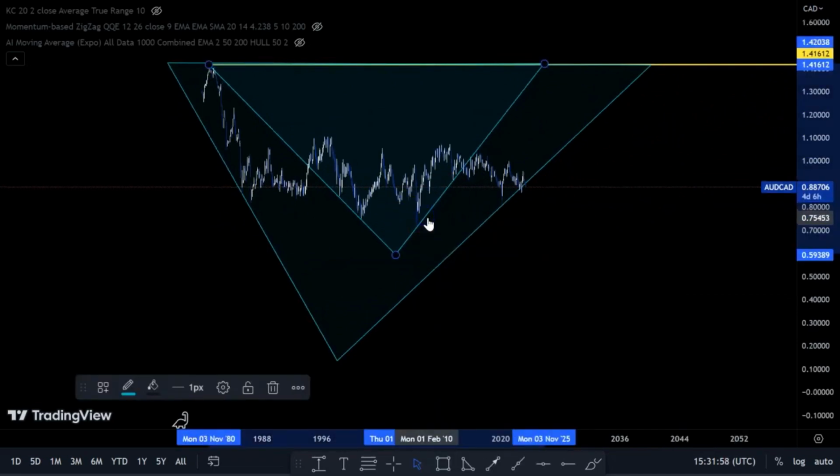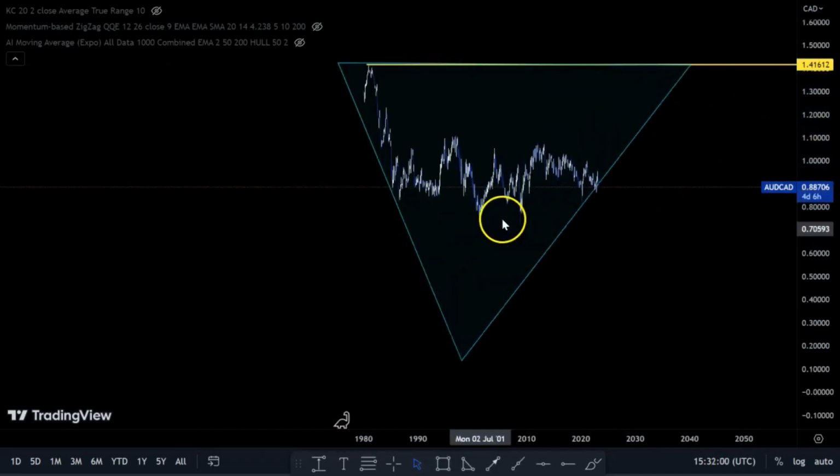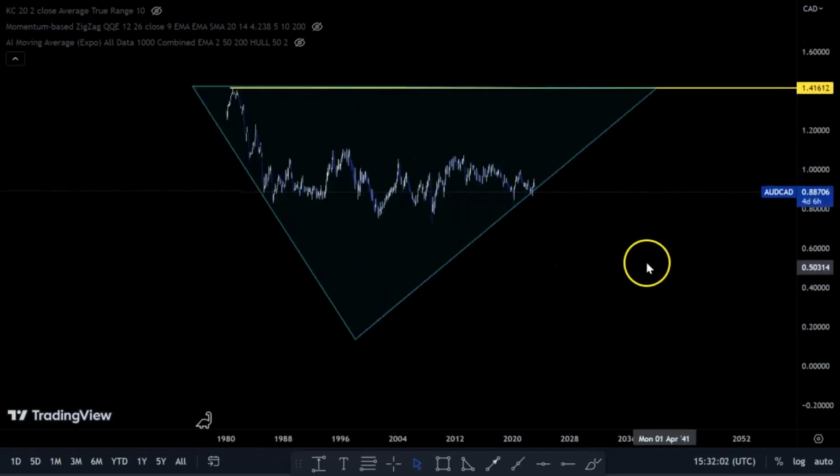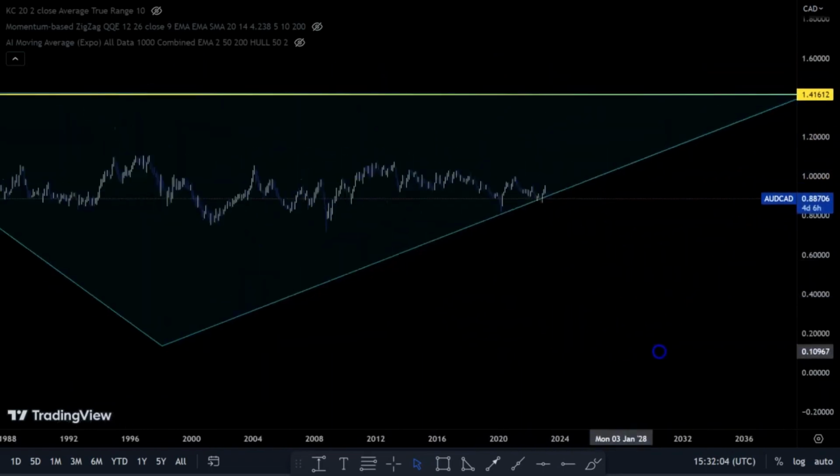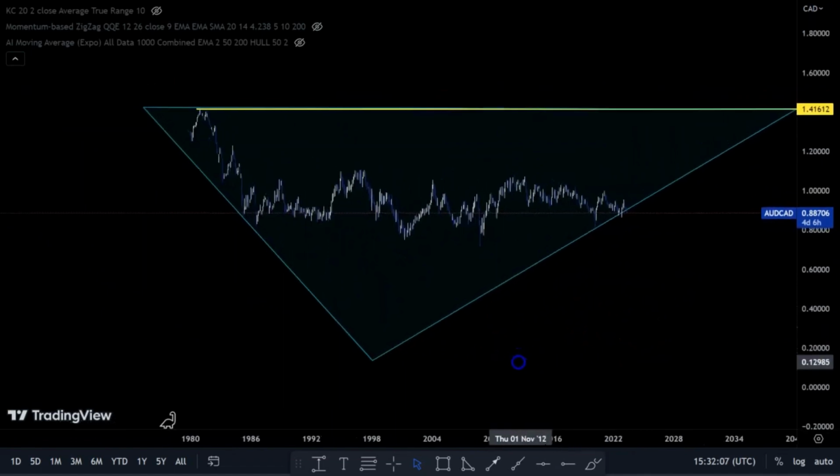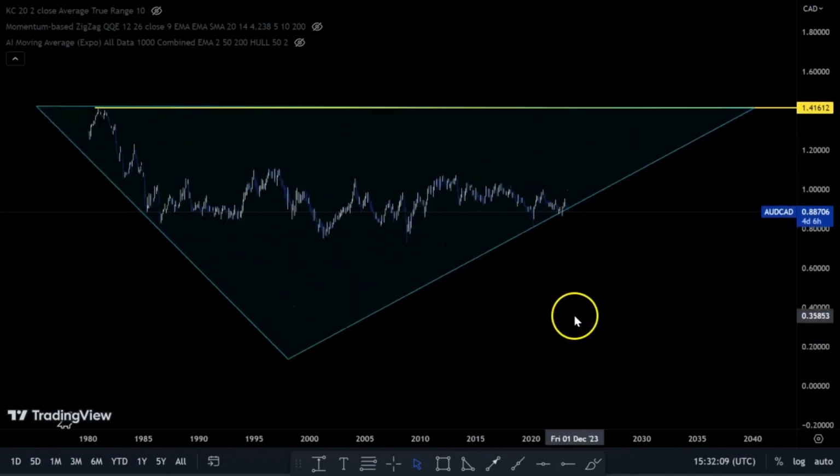So this one is not relevant, it has been broken. This is where we are in the market. So I had to make it smaller so that I can draw it. So this is where we are in this market as we speak. This is where we are.